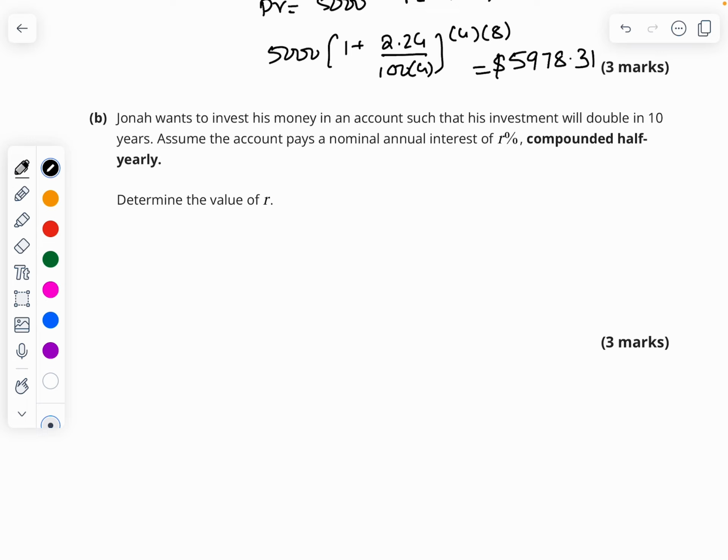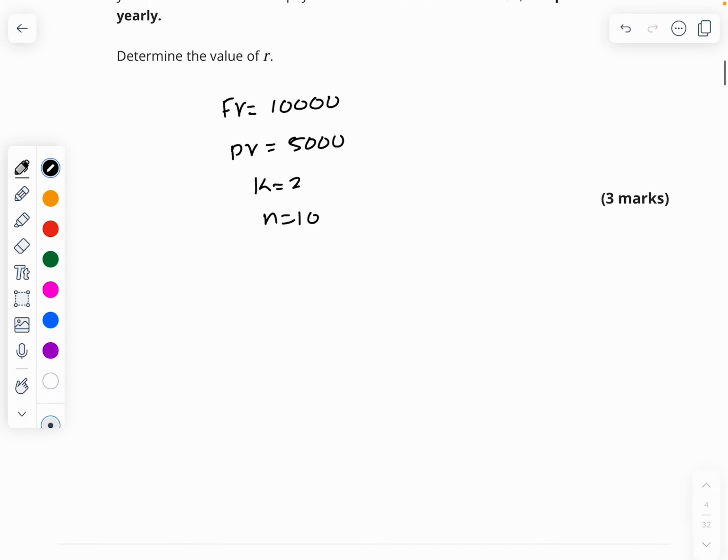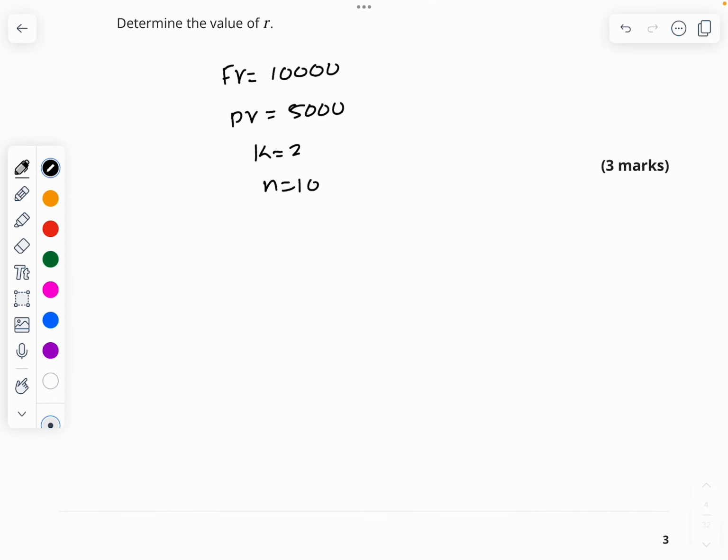So what am I going to do here? My future value should become 10,000 and the principal value is 5,000. Then K equals 2, N equals 10. Then use these values in the GDC, and you should be able to get the R value as 7.05%.